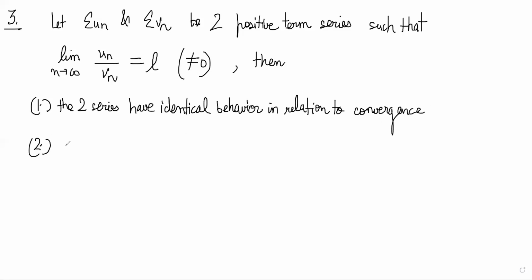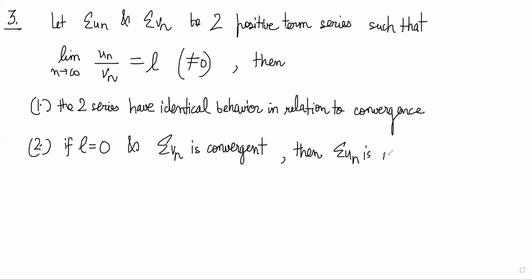And second, if L is equal to 0 and Vn is convergent, then Un is convergent. You understand what this is saying? What is this theorem saying?